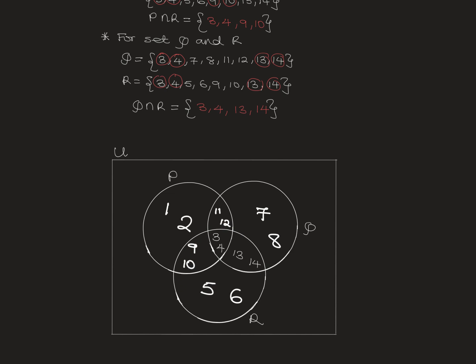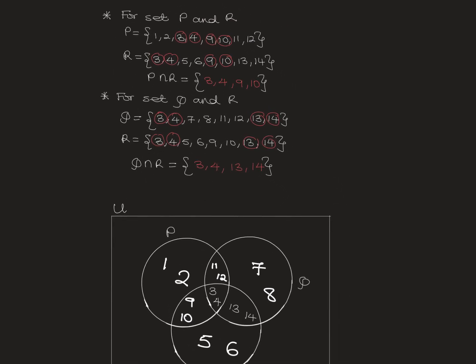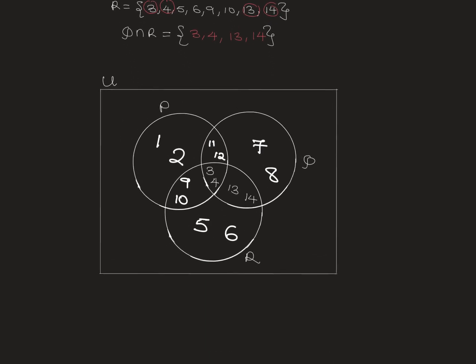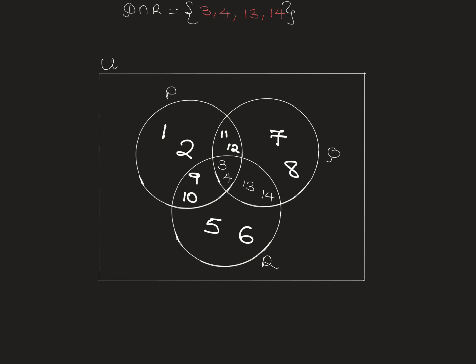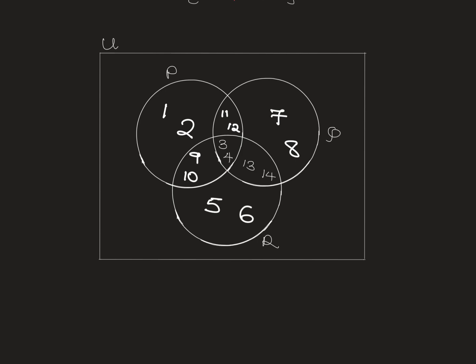And finally, let's confirm the members of set P. For set P, if you look at it here, we have 1, 2, 3, 4, 9, 10, 11, and 12. So this is set P. We have 1, 2, 3, 4, 9, 10, 11, and 12. So as you can see, this is the correct Venn diagram. Without wasting time further, let's go straight and answer the questions.